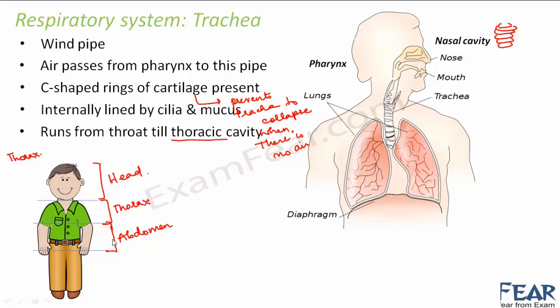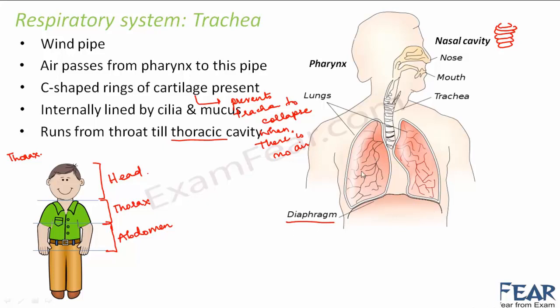So this cavity, or this empty space of the abdomen, is known as the abdominal cavity. This space of the thorax is known as the thoracic cavity. So the lungs are present in the thoracic cavity. What determines the border, or the end, of the thoracic cavity? Diaphragm. Diaphragm is a muscular structure which denotes the end of the thoracic cavity.